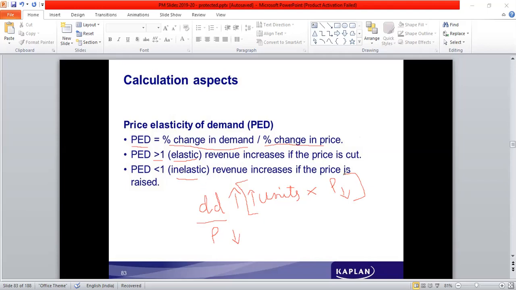Inelastic when revenue increases if the price is raised. So if there is a rise in price, then the percentage change of price increase does not result in an equally proportionate change in the demand. So that part of it is called inelastic. So we calculate the price elasticity of demand, which is equal to percentage change in demand divided by percentage change in price. When is it called elastic? When we see that the calculated value is greater than 1, when the change in the numerator is more than the change in the denominator. Otherwise, it's called inelastic.